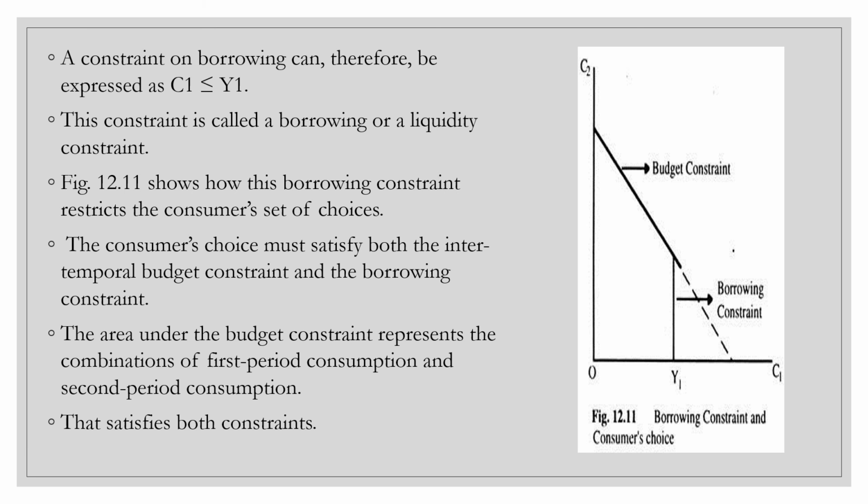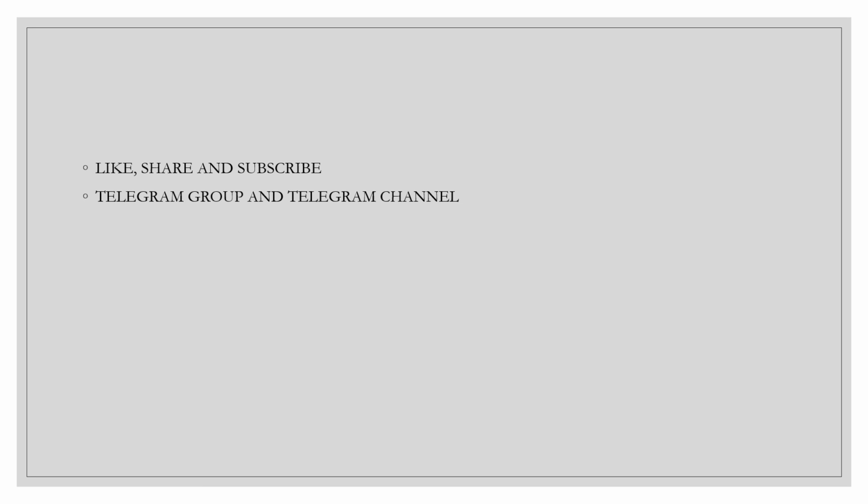The consumer's choice must satisfy both the intertemporal budget constraint and the borrowing constraint. The area under the budget constraint represents combinations of first period consumption and second period consumption which satisfy both the constraints. That's all.